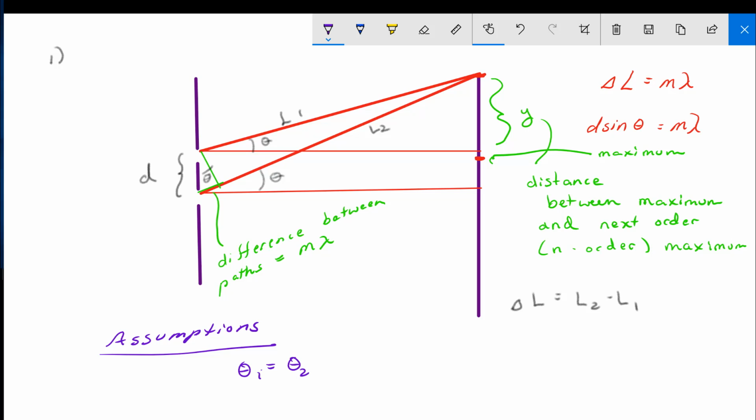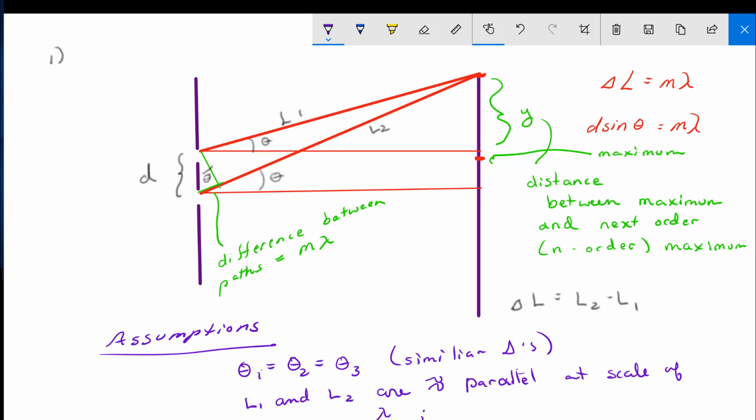So what assumptions do we make? Well, first of all, theta 1 is equal to theta 2 is equal to theta 3. All the thetas are the same because they're similar triangles. That's true as long as we assume that L1 and L2 are parallel to each other. And again, that is an assumption. They're not totally parallel, but they're very, very close. There's a very small difference between the two.